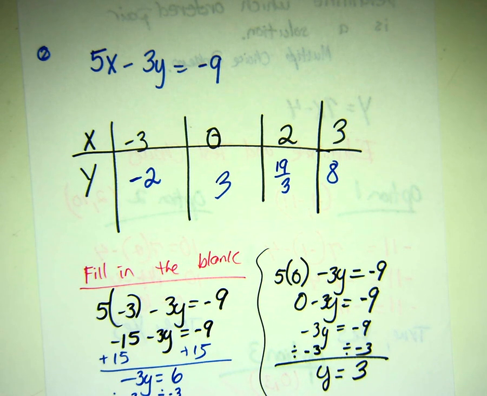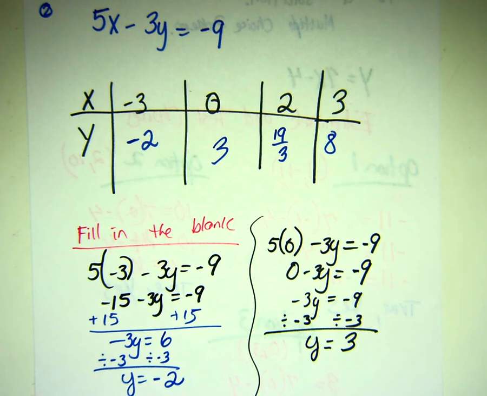The equation itself is 5x minus 3y equals -9. On the table given to you on the computer screen, you had the x values: -3, 0, 2, and 3. You had to fill in the blank for your y values. So this is what I did.